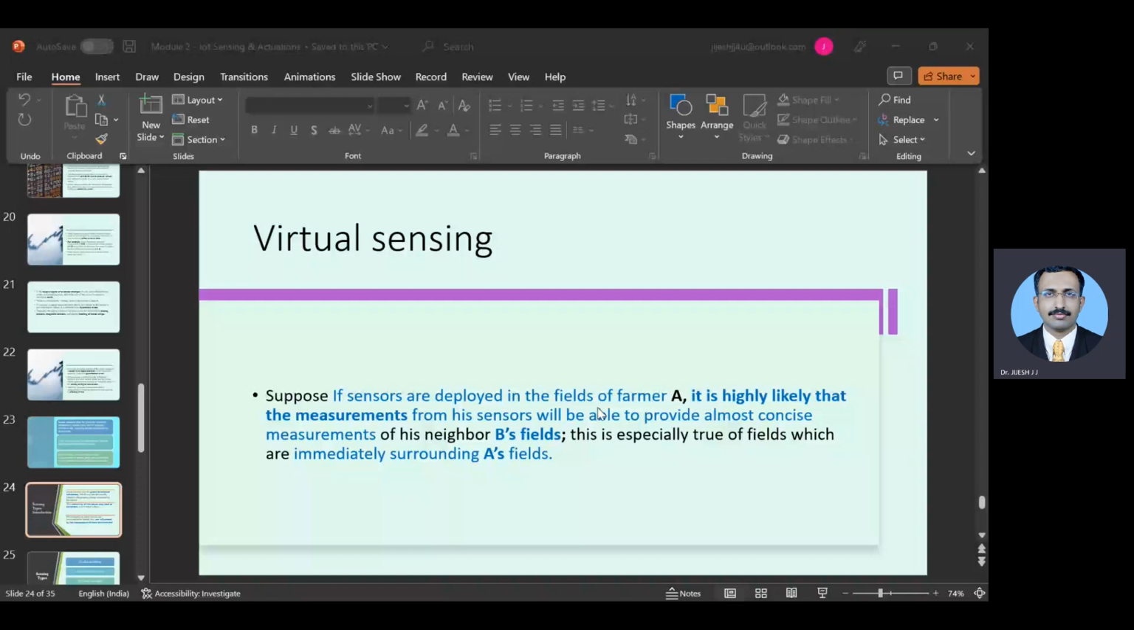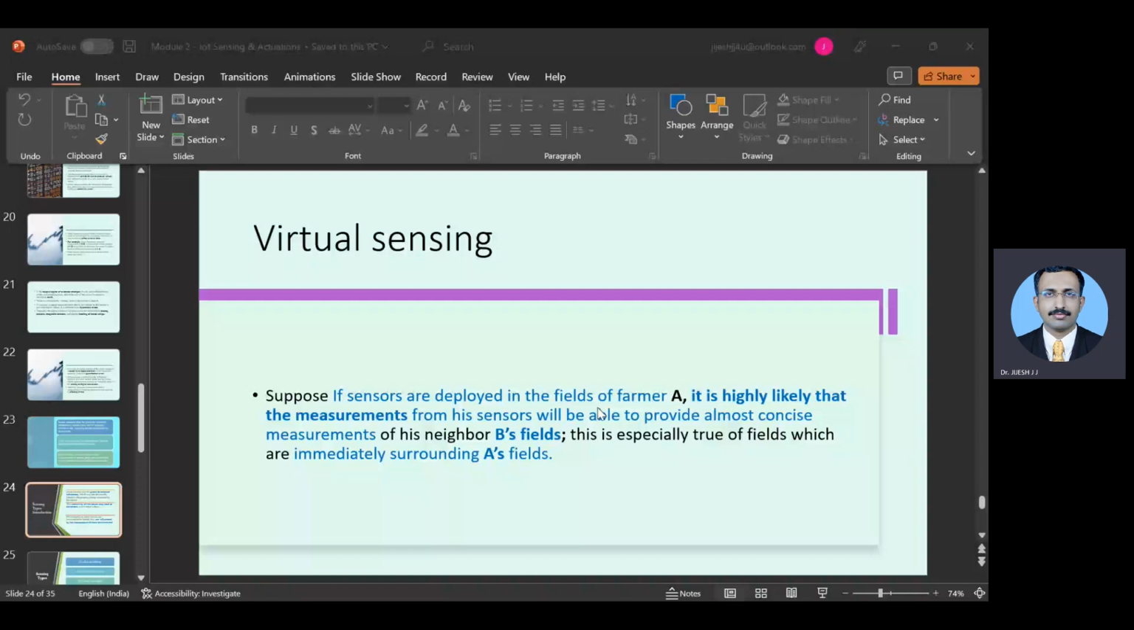If the data from field A, whatever information you are collecting from field A, is digitized using IoT infrastructure, and then you advise him on appropriate watering, fertilizer, and pesticides, all those things you are going to use there. The advice can also be used by farmer B. Okay, that is the same thing.